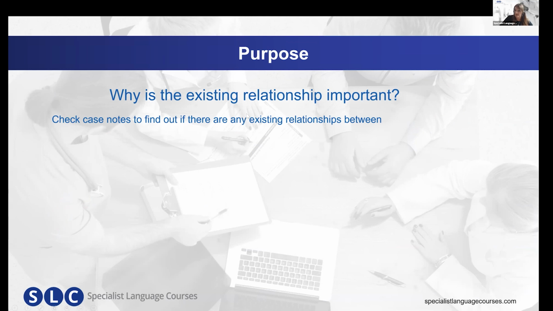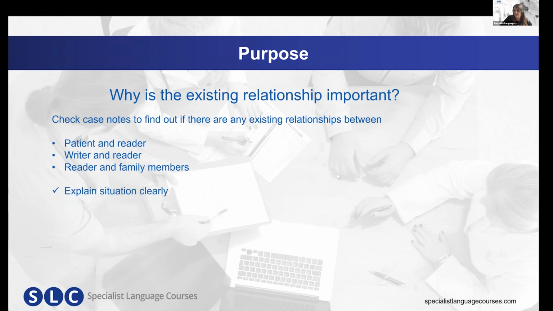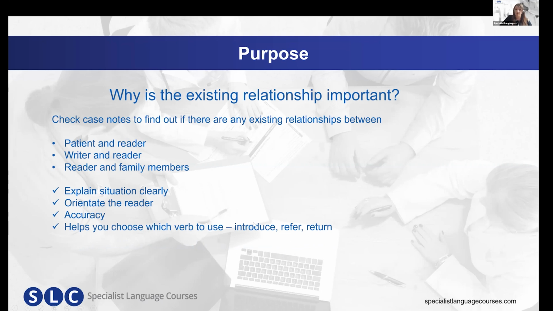So some common existing relationships to watch out for are between the patient and the reader, so Mr. Smith and Ms. Emma Humphrey. It's possible there could be a relationship between the writer and the reader, but this is less common in my experience. And there could be a relationship between the reader and the family members. For example, if a son or a daughter cares for an elderly parent and they've taken them to their own GP, there could be a relationship there. So it's important to notice if there's any relationship so that you can explain the situation clearly. You can orientate the reader. For accuracy, remember you are awarded in OET in the other criteria for the accuracy of your letter. It will help you to choose which verb you want to use when you're writing your letter.